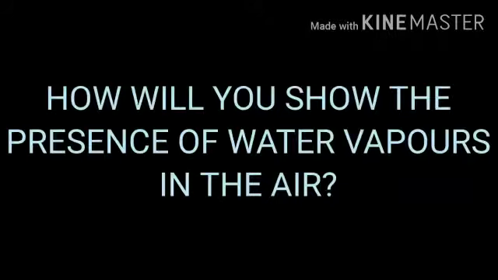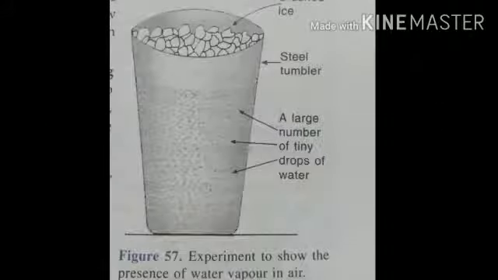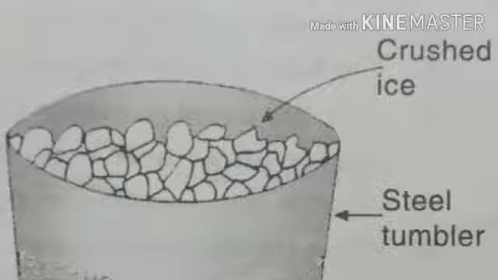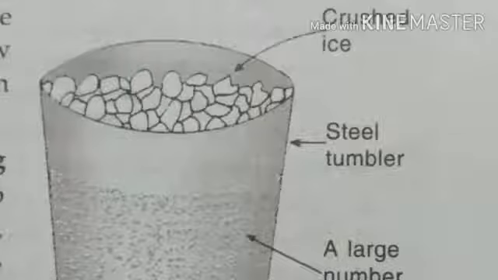And the first question is, how will you show the presence of water vapor in the air? Students, we can answer it as the presence of water vapor in air can be shown by the following experiment. For this, we take a steel tumbler and put some well crushed ice into it. Wipe the tumbler from outside with a piece of clean dry cloth so as to make its outer surface completely dry. Allow the ice containing steel tumbler to stand undisturbed for about 5 minutes.